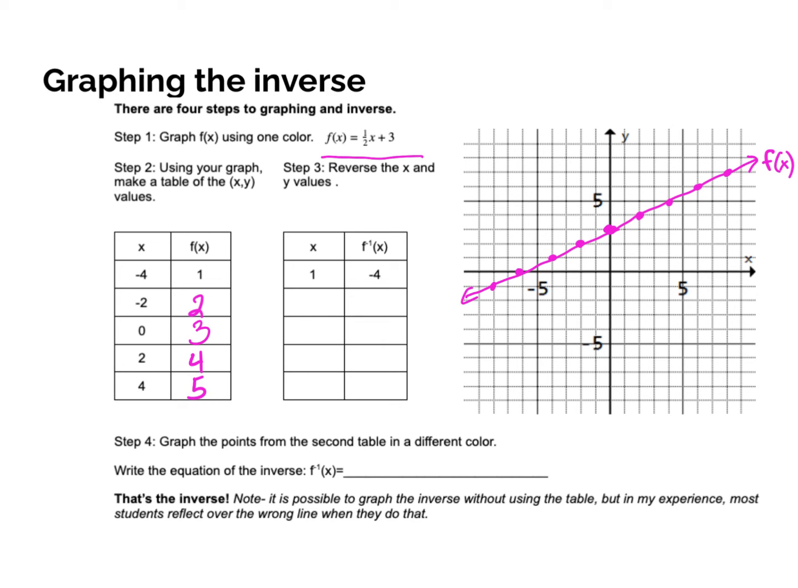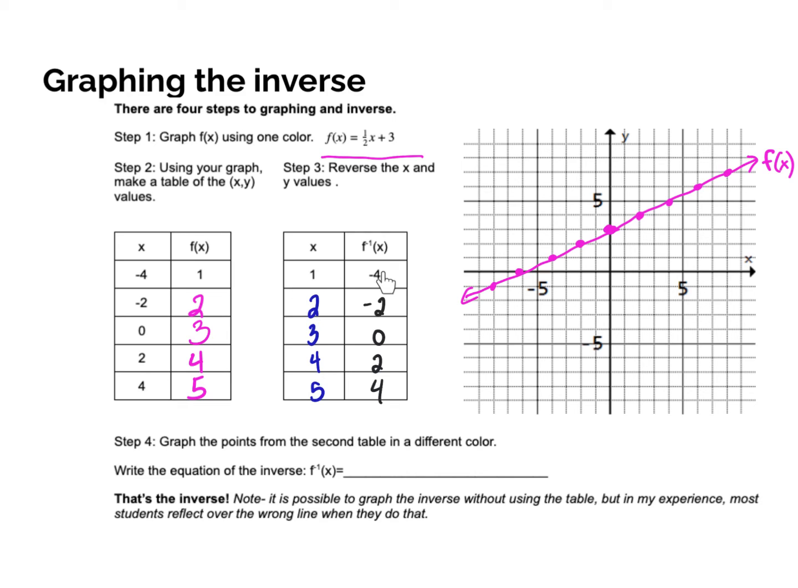So the inverse piece, whenever you do an inverse, you're just swapping your x and y. So I'm going to take all my f of x, remember that's the same thing as y, and I'm going to put them in for x for the inverse. So I'm just taking these numbers over. It's 1, 2, 3, 4, 5. And then I'm going to take my x numbers and I'm going to put them in for y of the inverse. So that's going to be negative 4, negative 2, 0, 2, 4.